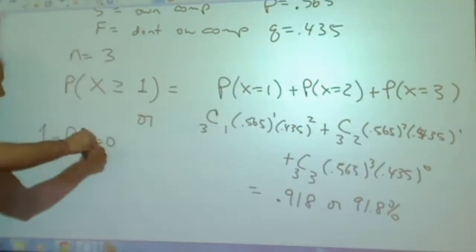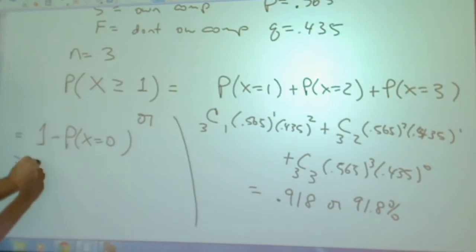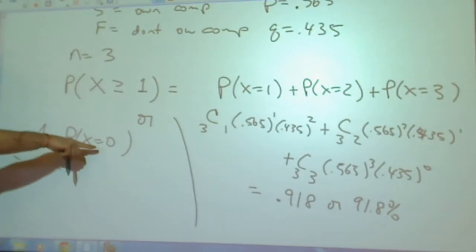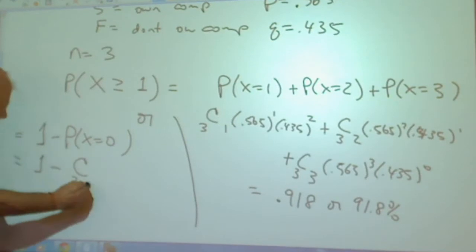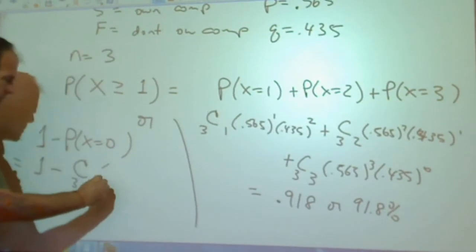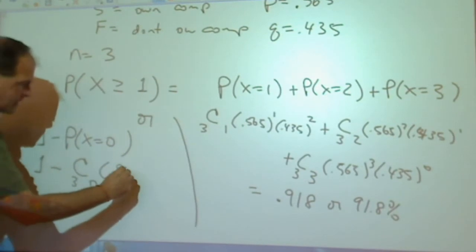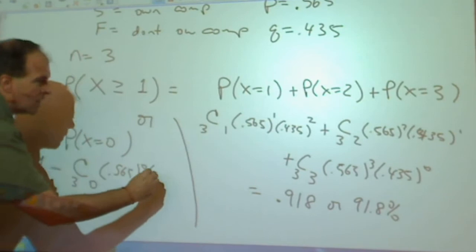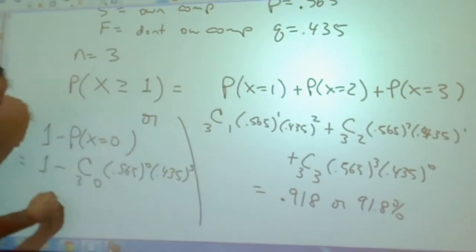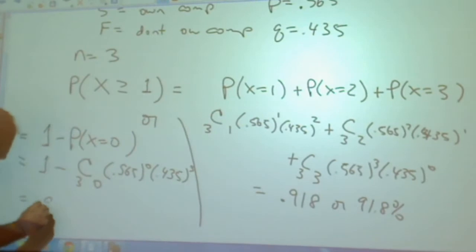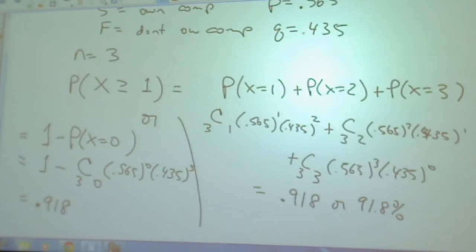Okay. This way, you're going to get the same answer. 1 minus, okay, 0 successes, that means combination. Out of the 3 families, 0 are successful. 0.565 to the 0, 0.435 cubed, none of them were successful, all of them did not. Okay, and this is also 0.918 when you get that.